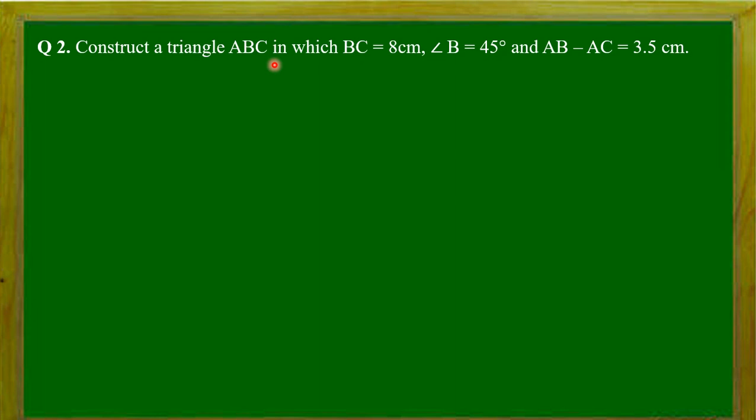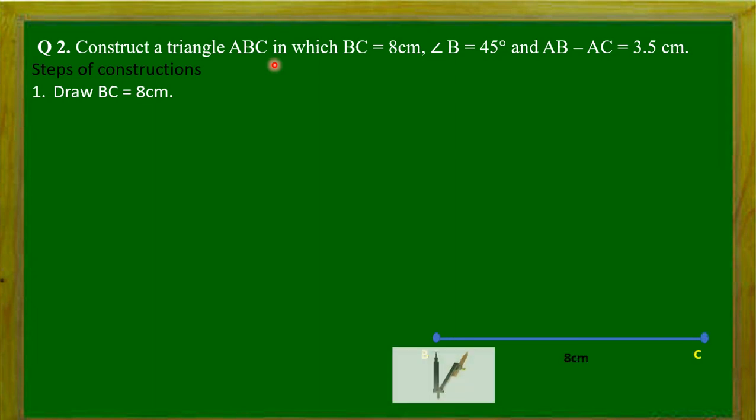In this case we will draw the triangle. So first of all we have to draw the line segment BC. It is of 8 cm. Then the next step is at point B, we have to draw the angle 45 degrees, and 45 degrees is half of 90 degrees. So for drawing the 45 degrees, first we have to draw the 90 degree angle.